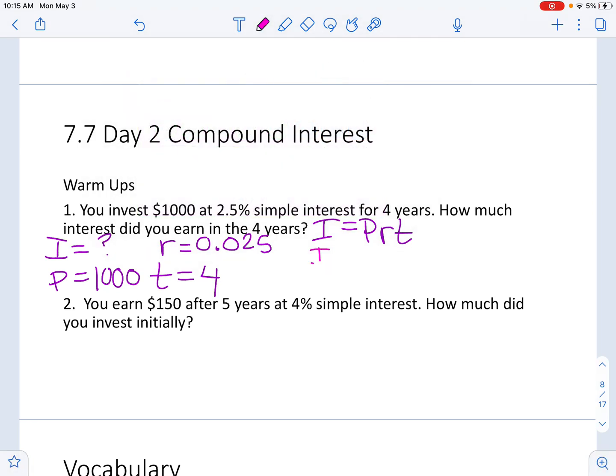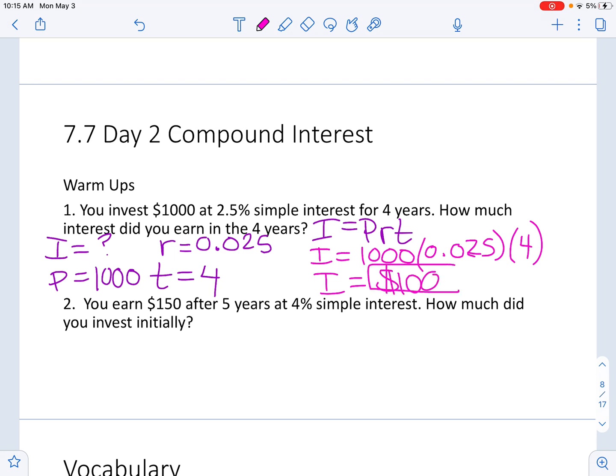All we have to do now is plug in I equals 1,000 for P, 0.025 for R, and 4 for T. And then I'm going to multiply these all together to figure out the interest. So 1,000 times 0.025 times 4, and the interest earned is $100.